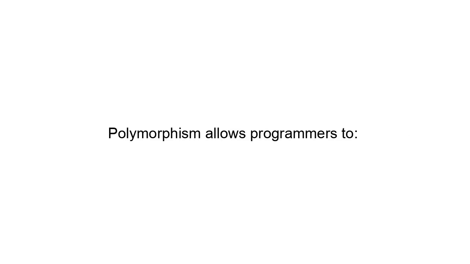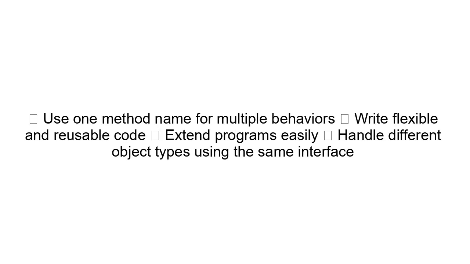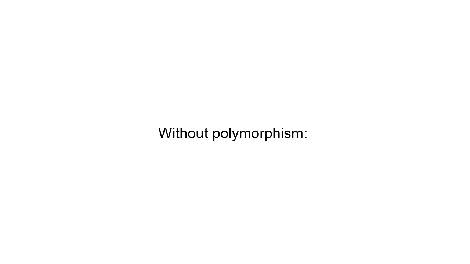Final summary: polymorphism allows programmers to use one method name for multiple behaviors, write flexible and reusable code, extend programs easily, and handle different object types using the same interface. Without polymorphism, programs become rigid and repetitive. With polymorphism, programs become flexible, powerful, and scalable.